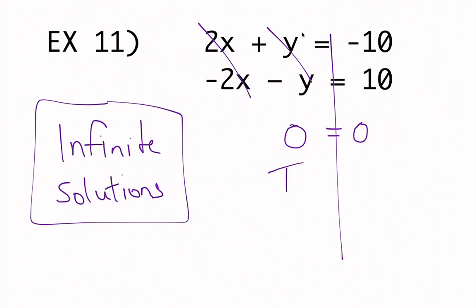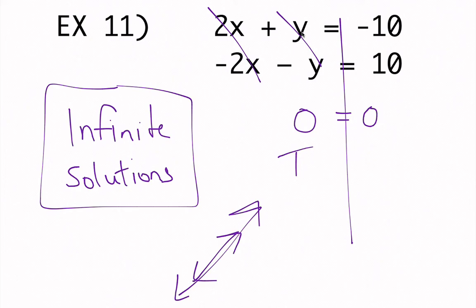So if we have infinite solutions, remember that tells us that we're going to have 2 of the same line, a line that falls right on top of the other line. I guess I could draw that a little better. One line on top of the other line.